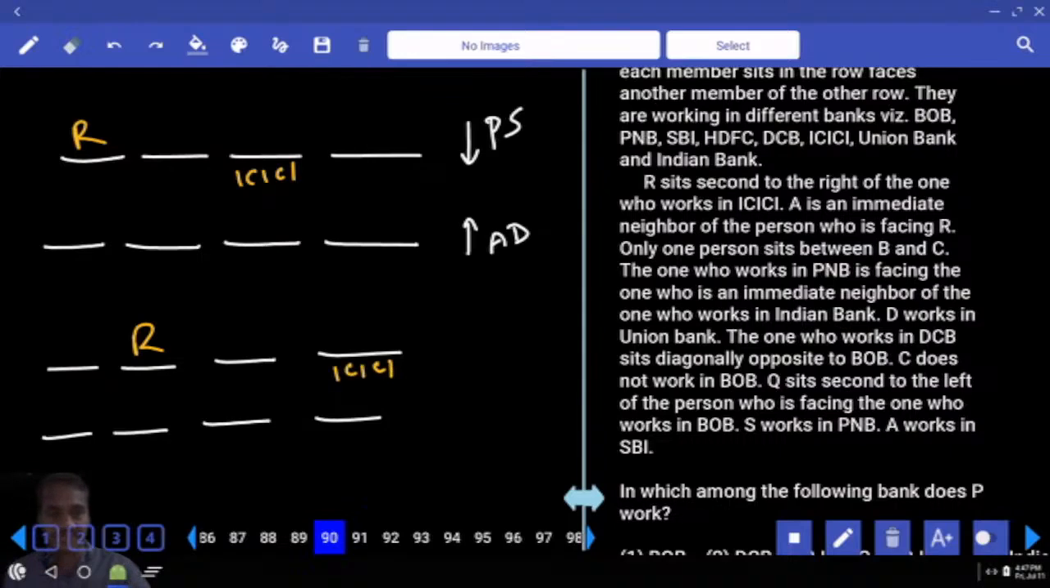ICICI. Then A is an immediate neighbor of the person who is facing R. R's opposite, A is an immediate neighbor. Now here, A is an immediate neighbor of the one who is facing R. Then there are 2 possibilities.